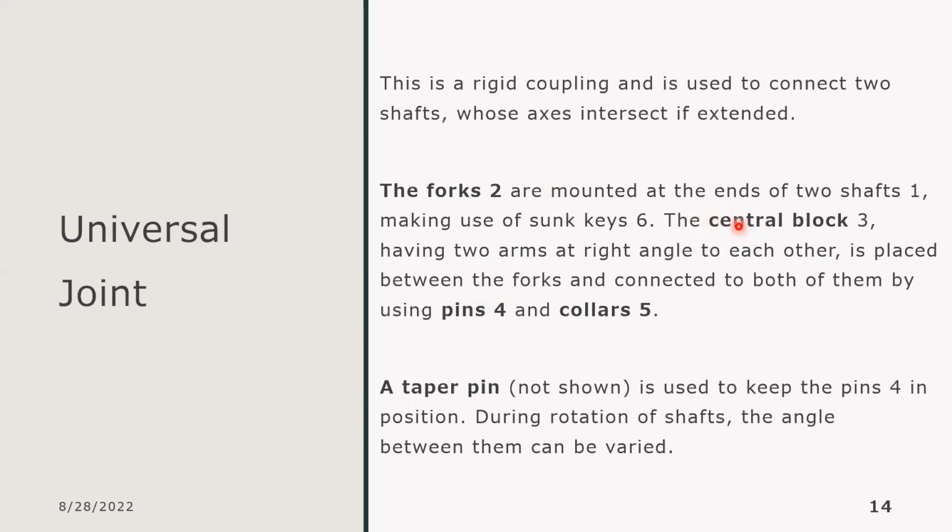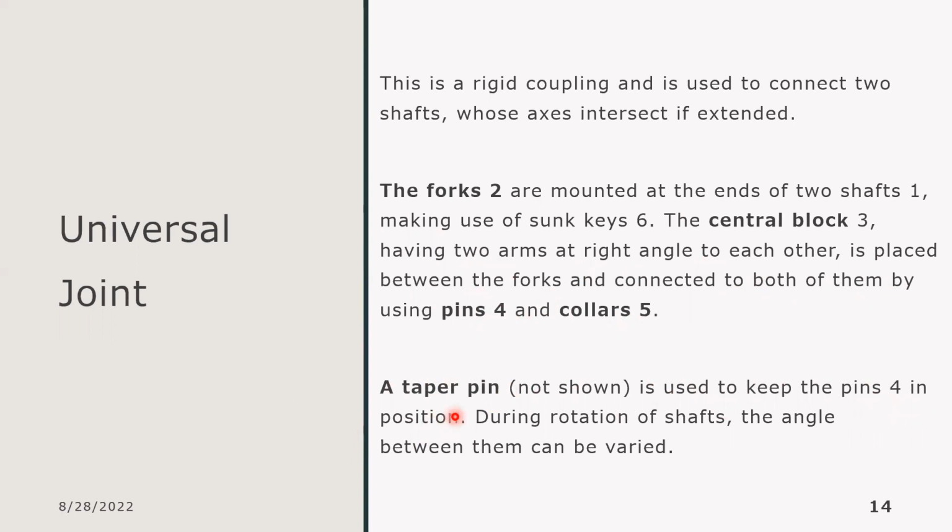So you have the central block, which I said is colored silver, having two arms at right angles to each other, placed between the forks, connected to both of them by using pins. Okay. So the pins are what we saw as red and green. Then of course there is a collar. Then a taper pin. It's not showing in that drawing. The taper pin is meant to keep the four pins in position. In other words, the taper pin is supposed to lock them up.